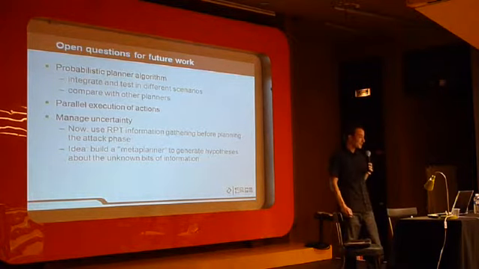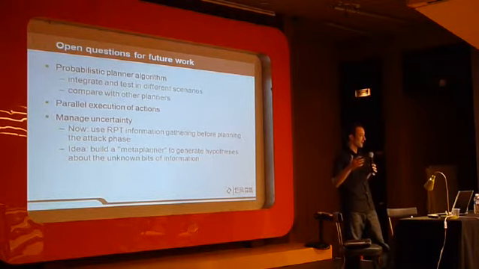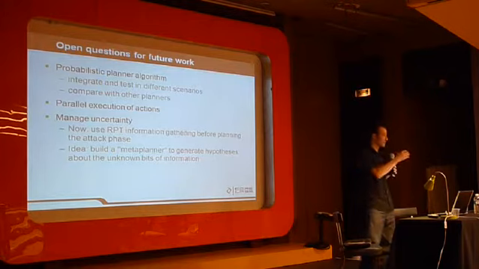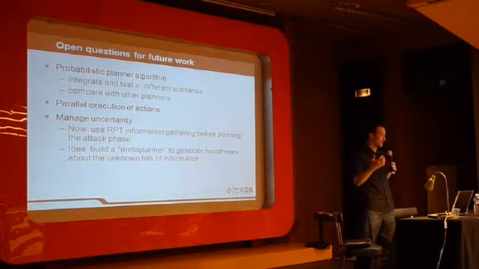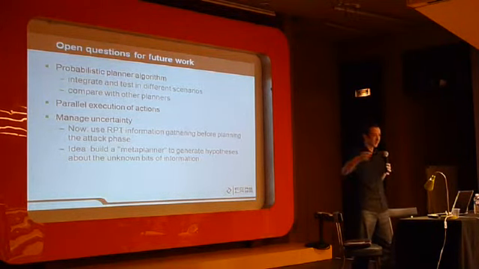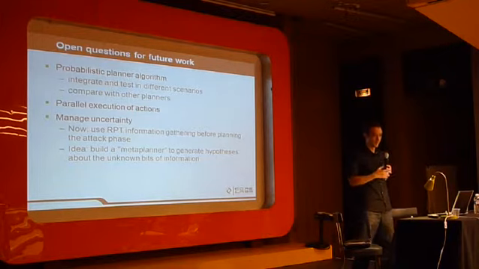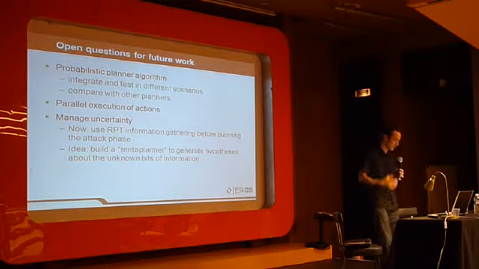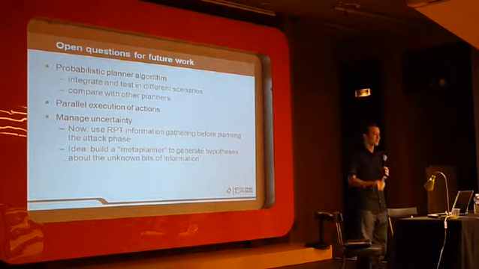And there is another big open question. It's the fact that planners are generally designed for a sequential execution of the actions. So the planner gives you a sequence of actions, and it tells you that if you start executing them in order, you will get to your goal. But with these frameworks, we have the ability to execute actions in parallel. Now we can launch lots of exploits in parallel. For example, for client-side, you can launch thousands of mails in parallel. So this is something that needs to be incorporated into the planning design. So this is one big open question, and the second one is how to manage uncertainty.